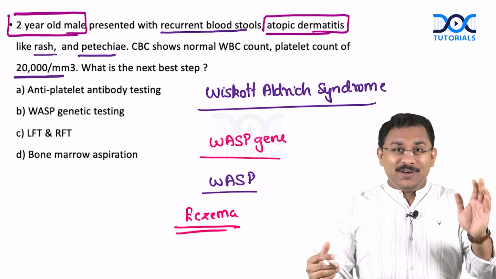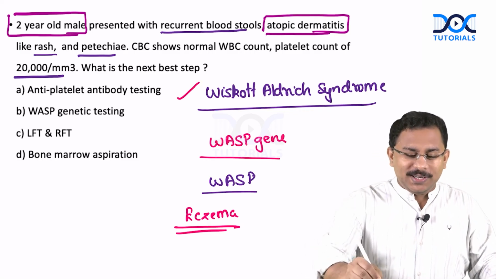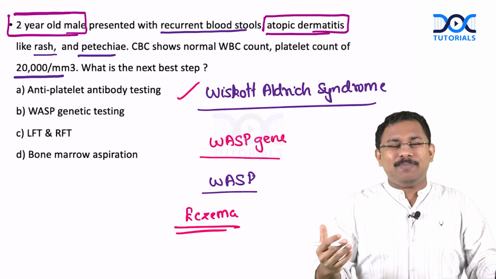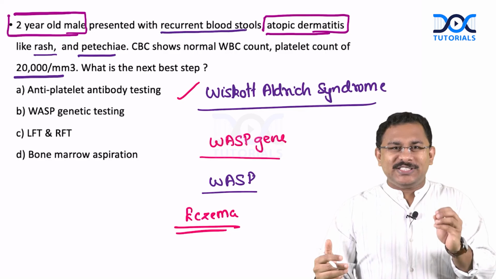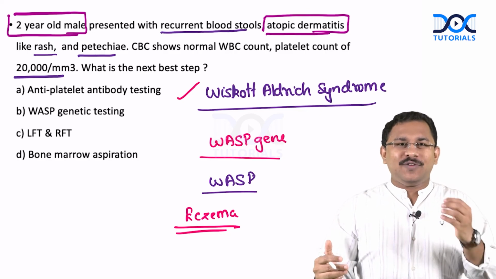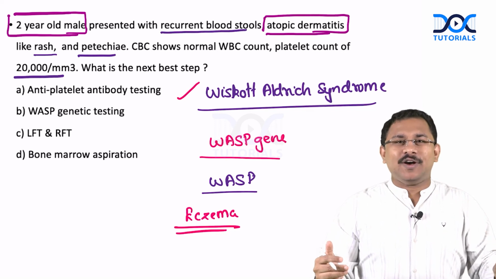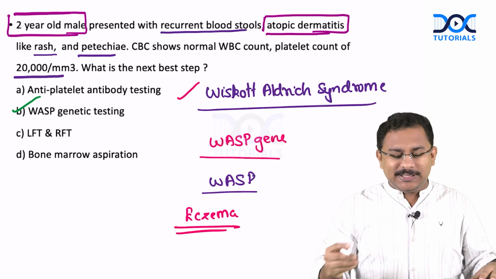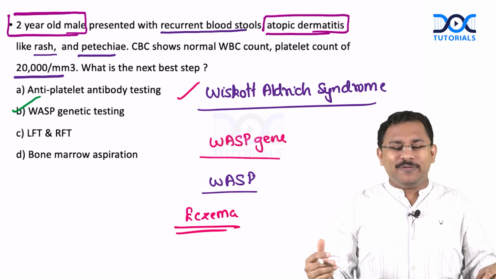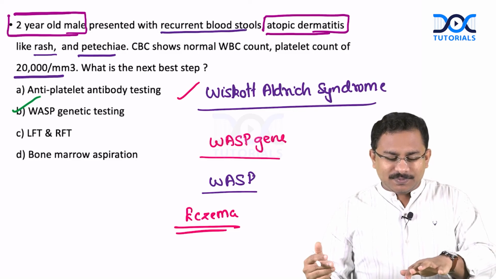And diagnosis is straightforward here. It is Wiskott-Aldrich syndrome. But what is the question? The question is on the next best step. Remember, to establish the diagnosis of Wiskott-Aldrich syndrome, you have got to go for intracellular immunofluorescence analysis of the WASP protein. So the WASP genetic testing is what you should actually go for. So the option is B.